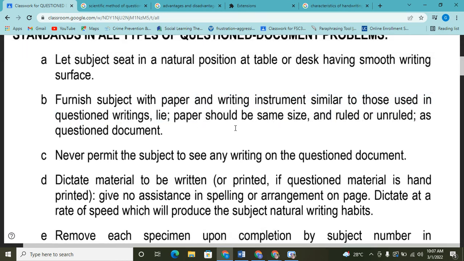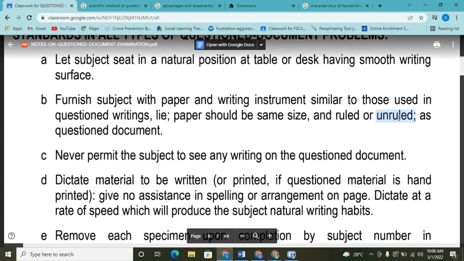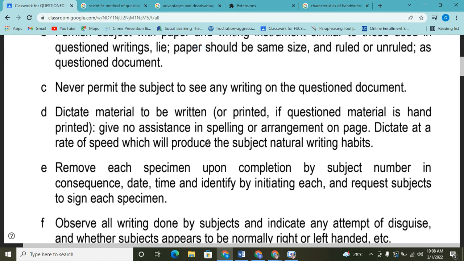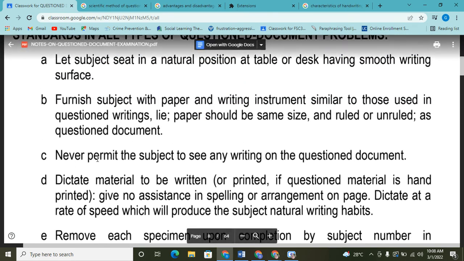Okay? So if bond paper was used, you use bond paper. If short or long bond paper was used, you need to use the same size, A4 or not, lined or unlined. So the material should be the same, from the paper to the writing instrument.